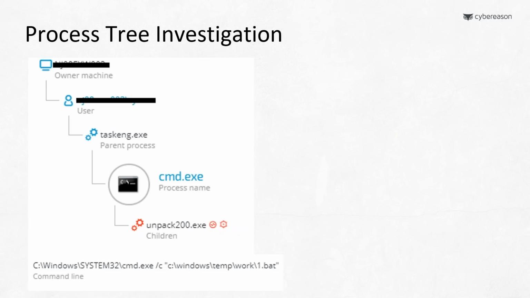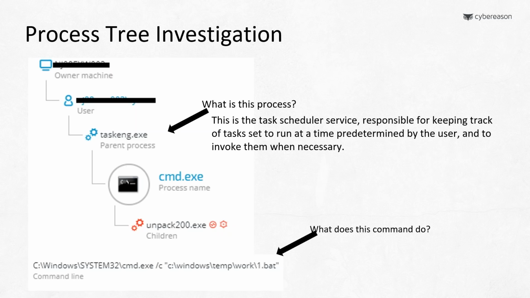So what we did is a process tree investigation. Again, all using the Cybereason platform. And here, what we have is the hierarchy of processes: which process has spawned which other processes. And if we go back in the process tree, we can see that unpack200.exe was run by CMD, which is the Windows command line utility, that was run by taskeng. And now taskeng is the Windows task scheduler.